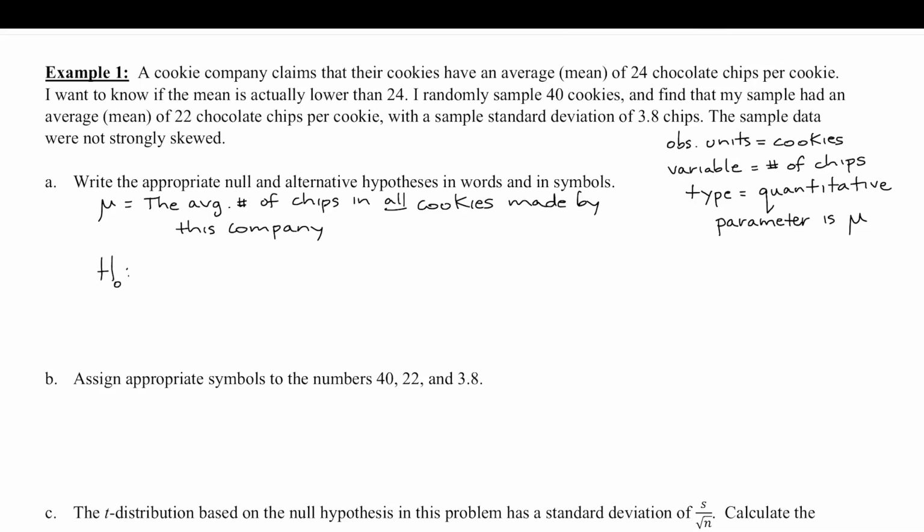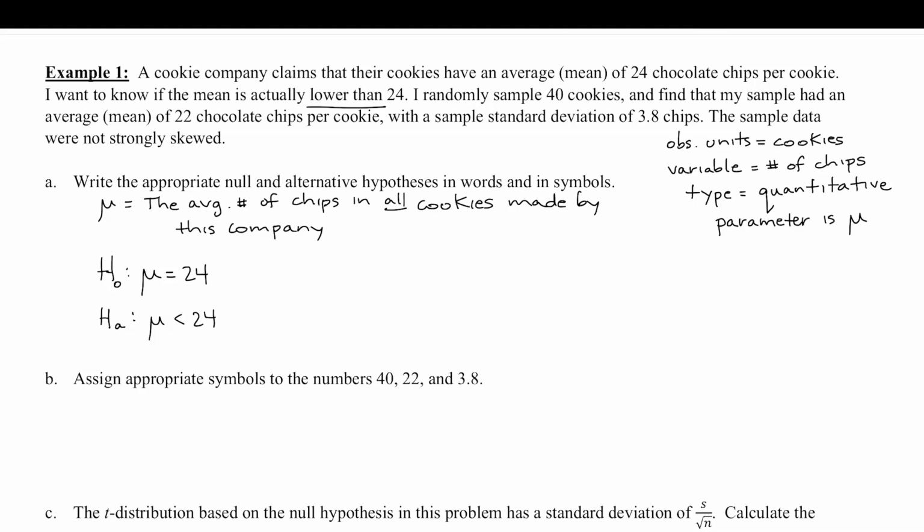All right, so the null hypothesis, again, we're now expanding on what we had done previously. This null hypothesis is not really about the random chance, but we're going to assume that the company's claim is correct and that the average for all their cookies is in fact 24. And then the alternative, what I'm trying to find out and what I'm conjecturing is that the mean is actually lower than 24, so mu less than 24.